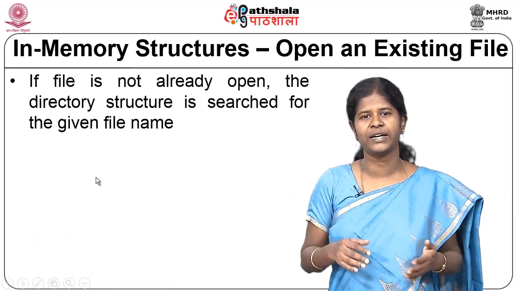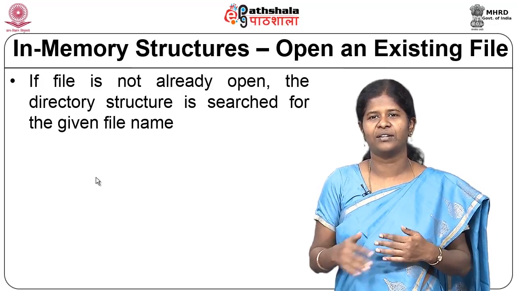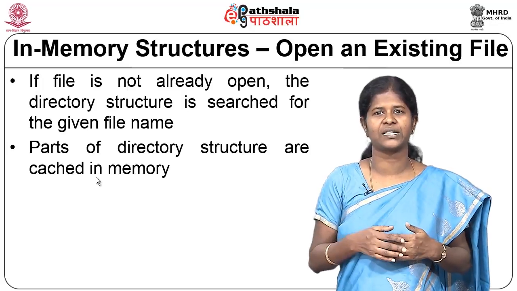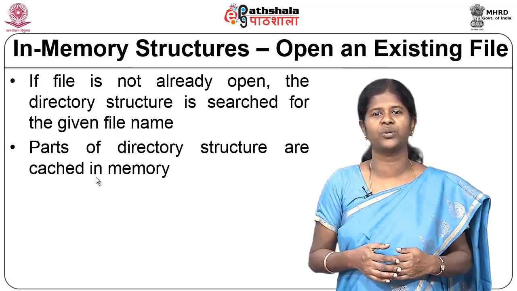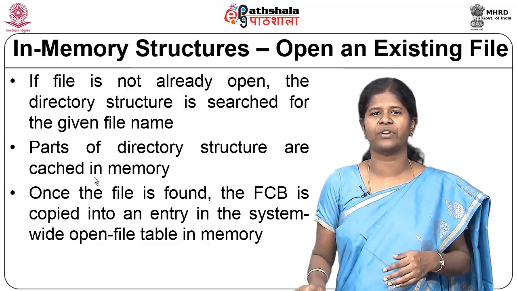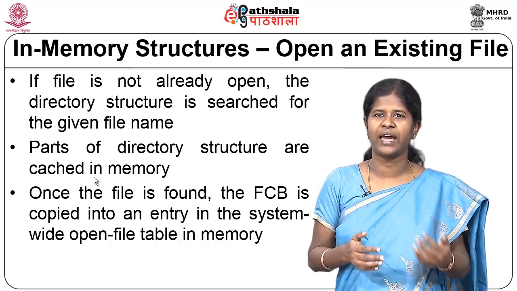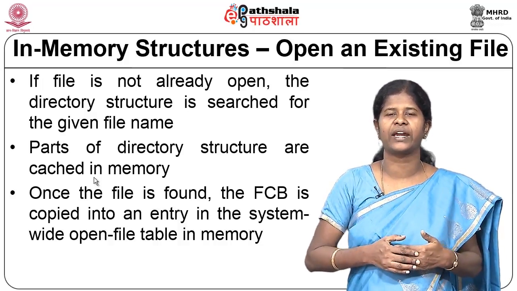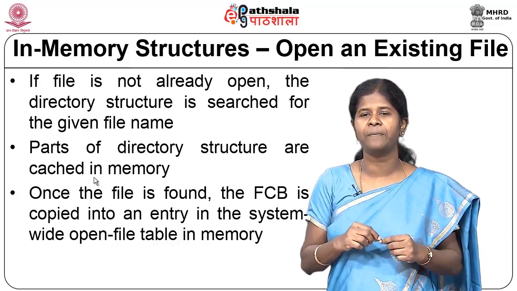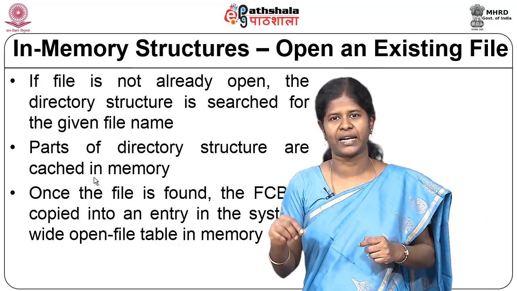If the file is not already open, then you need to search in the directory for the given file's name, and it is possible that part of the directory structure can be cached and kept in memory, as I told you earlier. So, if it is present in the cache, then you can read it from there, or you need to read from the disk. So, once the file is found in the directory's content, there will be an entry in the directory for this particular file, and the information about the FCB is also kept in the directory's entry.